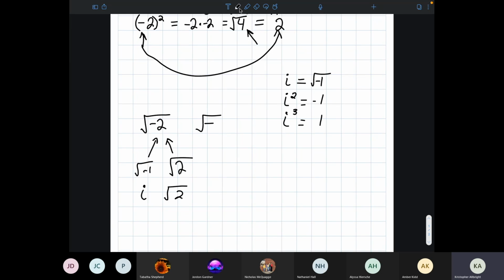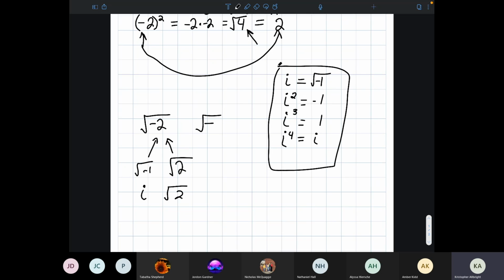So one more time, if we do i to the 4th, we get 1 times the square root of -1, which is just i. So i to the 4th is just going to give us i. Okay, so these are important things, and we are going to use them in just a minute. Mostly, we're going to use these two, or this one.